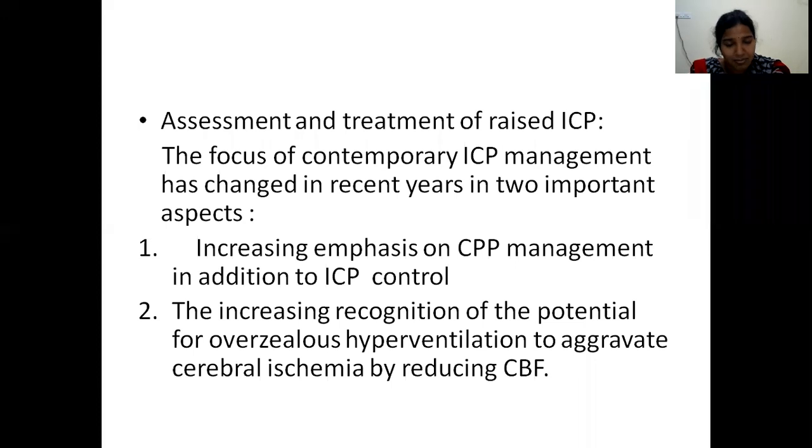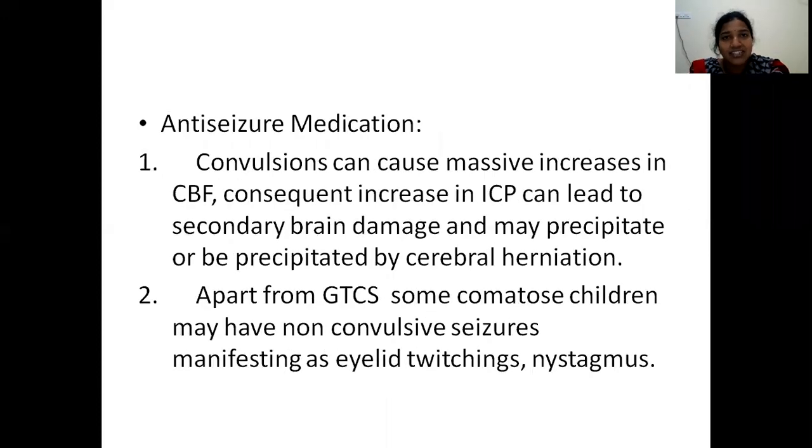cerebral blood flow, CBF. Okay. So anti-seizure medications: we give prophylactic anti-seizure medications, because convulsions can cause massive increases in CBF, and the consequent increase in ICP can lead to secondary brain damage and may precipitate or be precipitated by cerebral herniation. Apart from GTCS, some comatose children may have non-convulsive seizures manifesting as eyelid twitching or nystagmus.